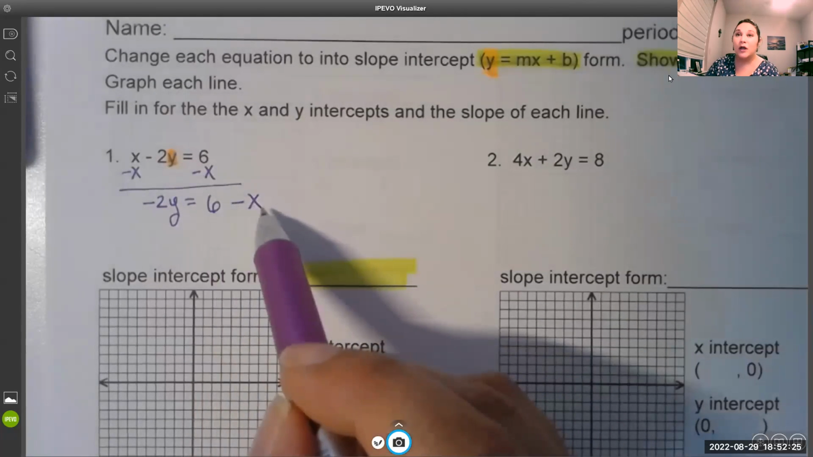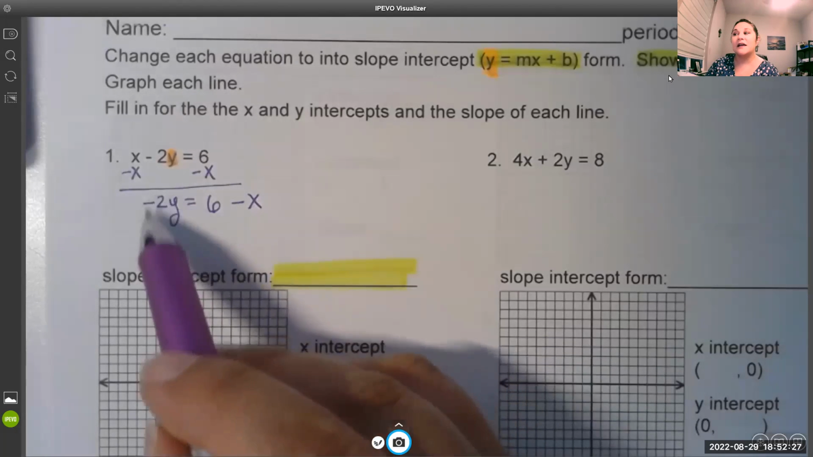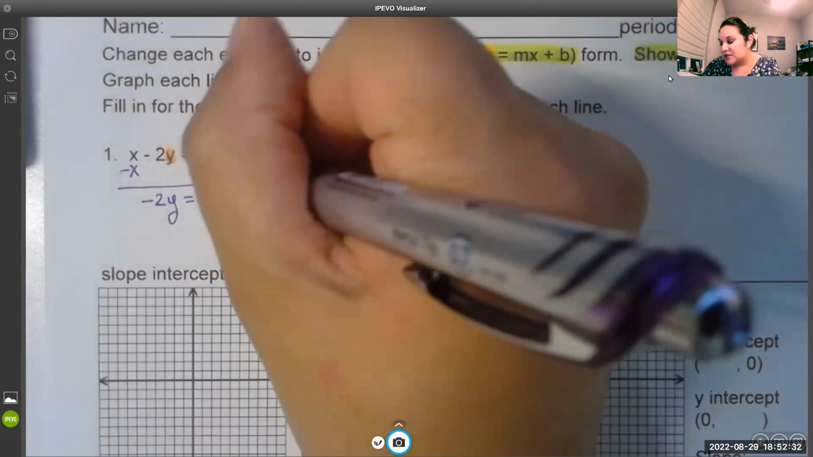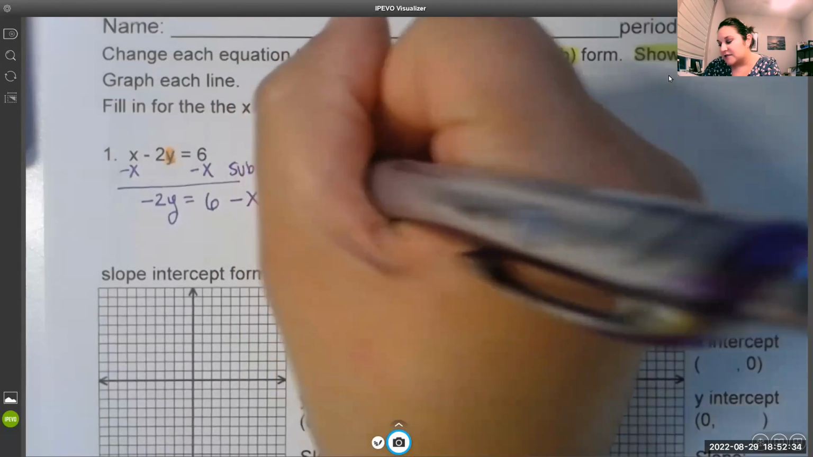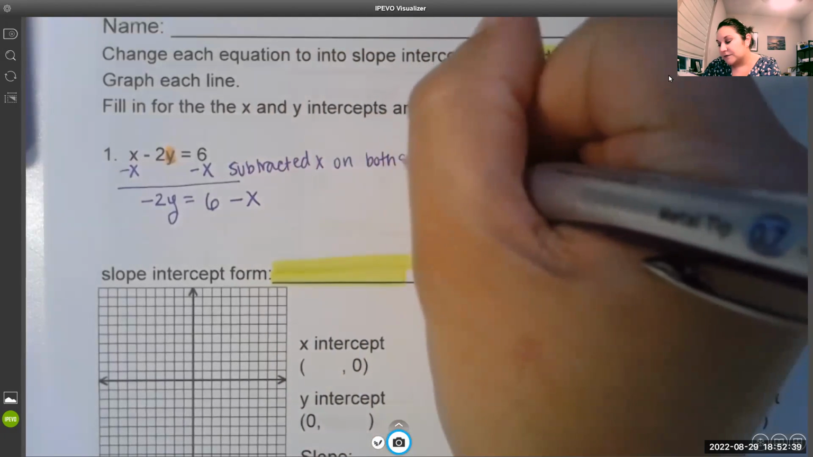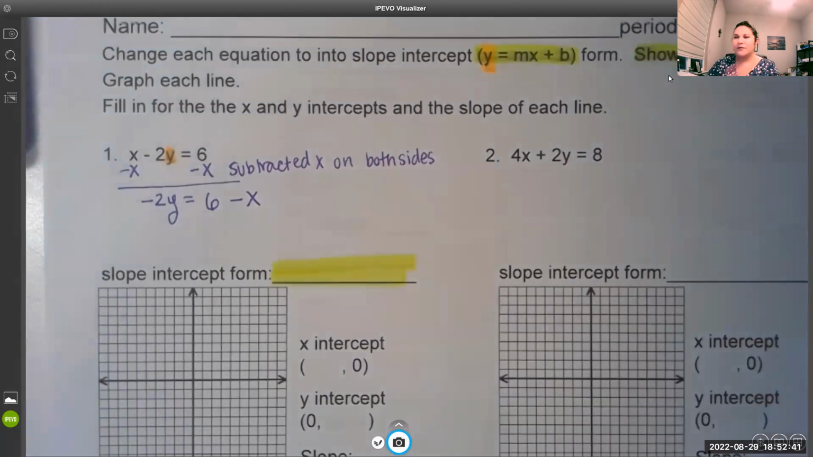Now you just have 2 things over on the right side, and that chunk with the y is all by itself. So what I just did was I subtracted x on both sides. Now I could find the intercepts without doing this, but the point of this worksheet is to get you to move from standard form into slope-intercept. Practice graphing, practice the vocabulary, but this is what I want to see that you know how to do.